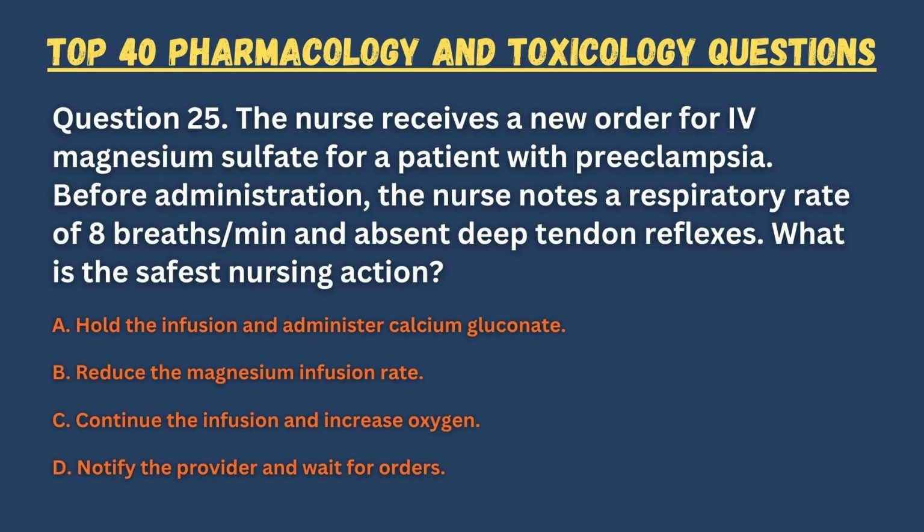Question 25. The nurse receives a new order for IV magnesium sulfate for a patient with preeclampsia. Before administration, the nurse notes a respiratory rate of 8 breaths per minute and absent deep tendon reflexes. What is the safest nursing action? A. Hold the infusion and administer calcium gluconate. B. Reduce the magnesium infusion rate. C. Continue the infusion and increase oxygen. D. Notify the provider and wait for orders.